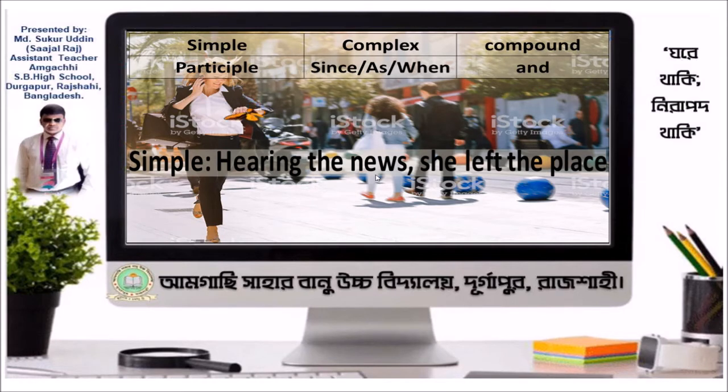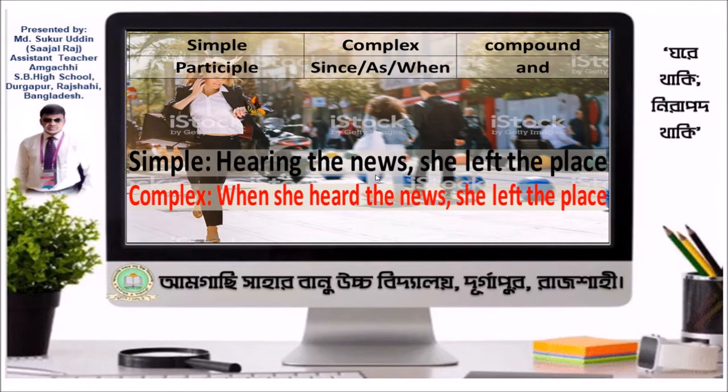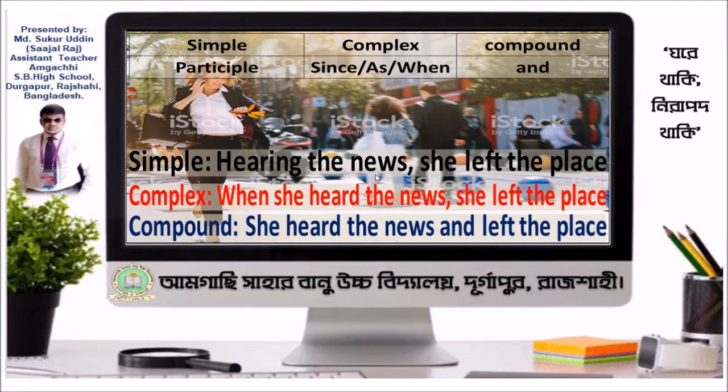In the definition, we have learned that a simple sentence is a sentence having only one subject and only one finite verb. Here "she" is the only subject and "left" the finite verb, and "hearing the news" is a participle phrase. Okay, so our complex sentence will be: When she heard the news, she left the place. And the compound sentence is: She heard the news and left the place. Try to understand.